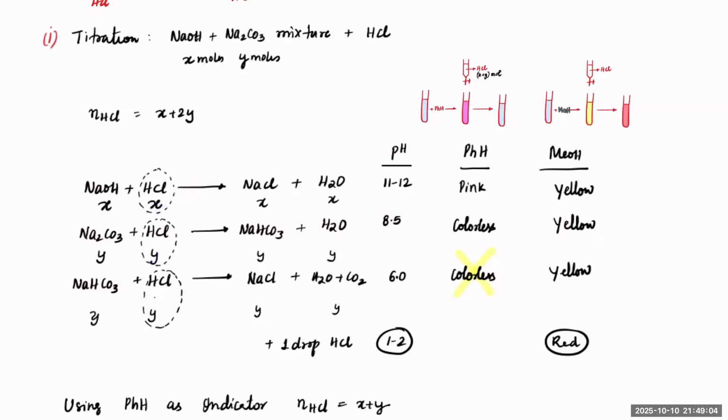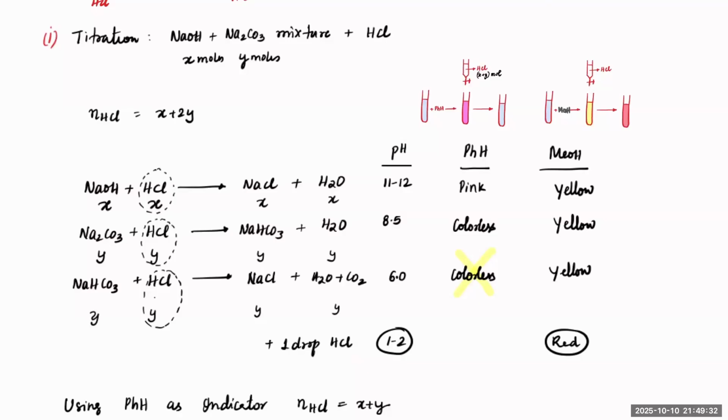After Y moles, you will add another Y moles. Still it remains yellow. When from this Y moles you add an extra 1 or 2 drops, then the color will start converting into red color. Clear? So that means you will immediately stop. You will subtract that volume of 1 or 2 drops and report it.